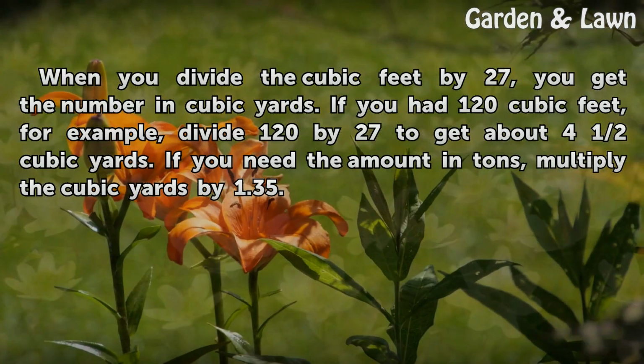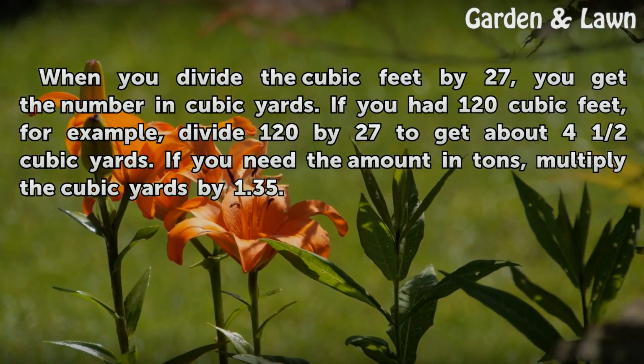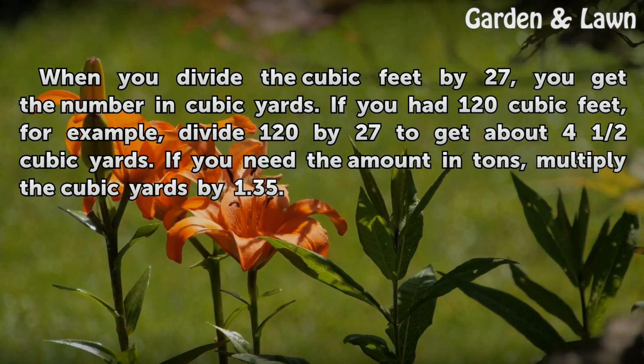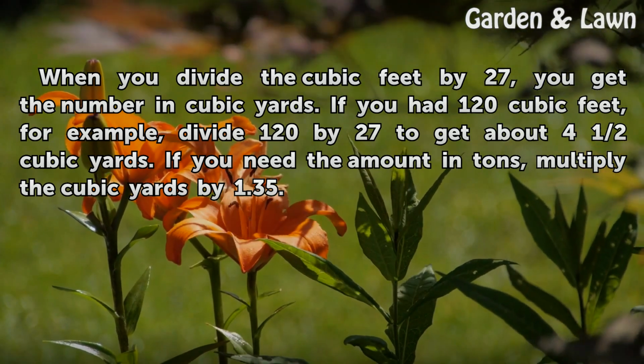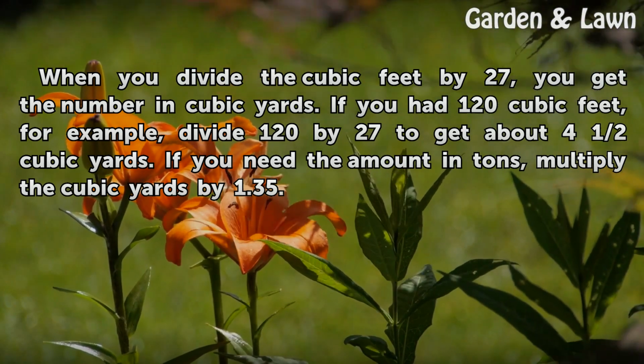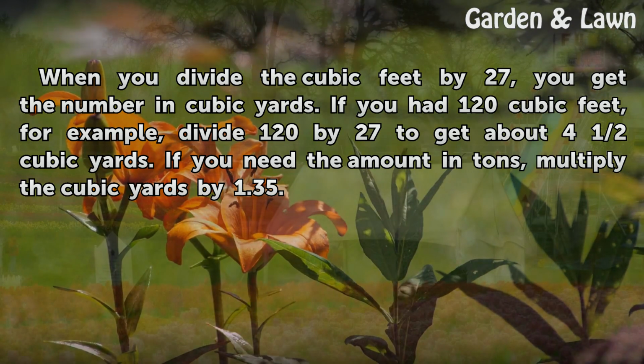When you divide the cubic feet by 27, you get the number in cubic yards. If you had 120 cubic feet, for example, divide 120 by 27 to get about 4.5 cubic yards. If you need the amount in tons, multiply the cubic yards by 1.35.